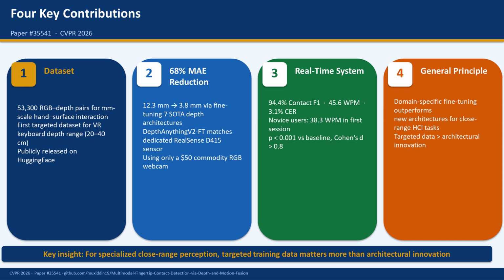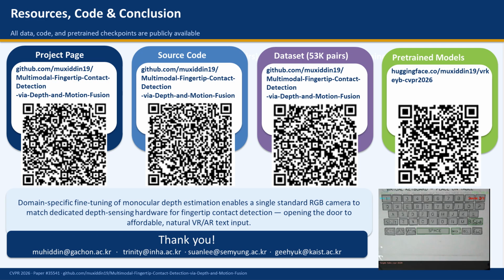Fourth, a general principle. For close-range HCI perception, targeted training data matters more than architectural innovation. All source code, dataset, and pre-trained checkpoints are publicly available on GitHub and Hugging Face at the links shown.